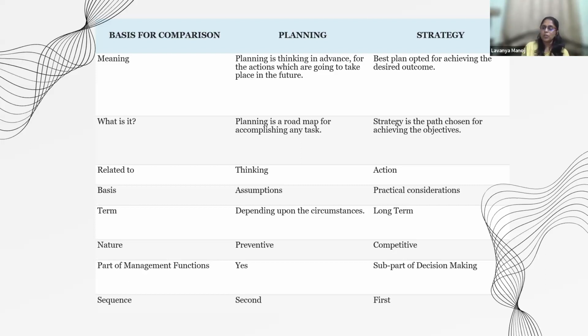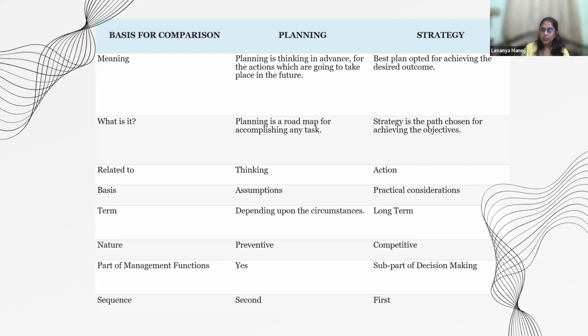You may have two or three plans in hand: plan A, plan B, plan C, for safety reasons. Choosing the best plan which is right for that moment, and executing and implementing it, is the strategy part. Planning is a roadmap for accomplishing any task, and strategy is the path chosen. So which path or which plan you're choosing to achieve that objective.